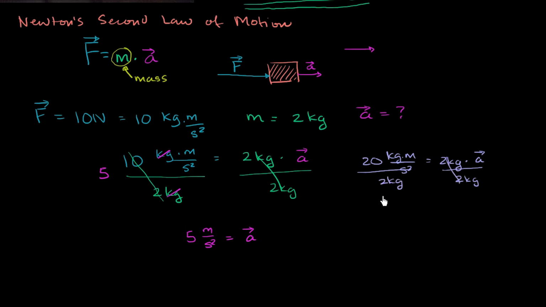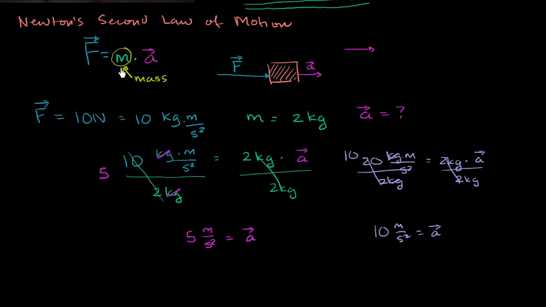And what do we get? Cancels out. 20 divided by 2 is 10. Kilograms cancel with kilograms. And so the acceleration in this situation is equal to 10 meters per second squared. So when we doubled the force, we went from 10 newtons to 20 newtons, the acceleration doubled. It went from 5 meters per second squared to 10 meters per second squared. So we see that they are directly proportional. And the mass is how proportional they are.